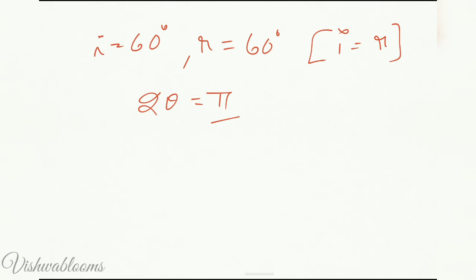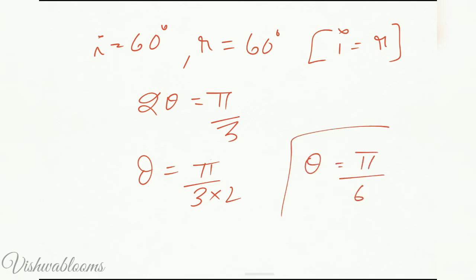Pi is 180, right? Just put 180 there. Now 180 by 3 is 60. Now theta is equal to pi by 3 into 2, so theta is equal to pi by 6 is the answer. Option is D. Now we will see the next question.